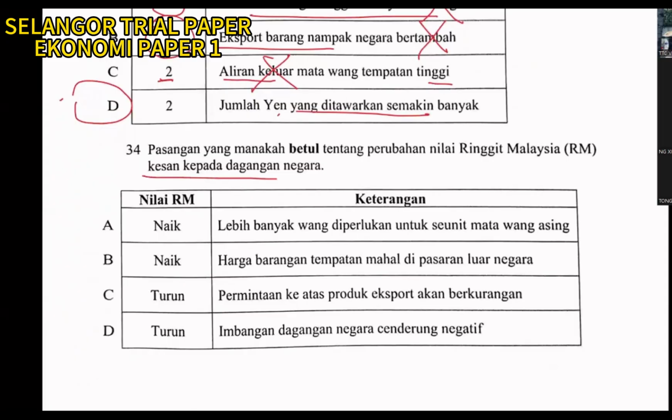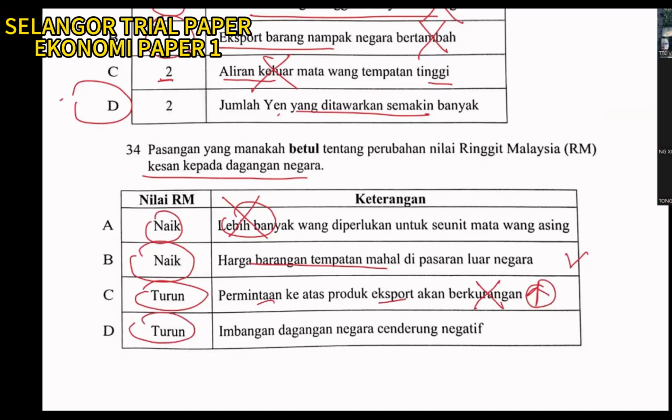And the next, ringgit Malaysia, kesan dari dagang negara. They said ringgit increase because lebih banyak wang diperlu untuk. When ringgit increase means we need lesser. Ringgit increase, tempatan mahal. This is correct one. Because our currency increase, our thing expensive. Harga turun, ringgit turun, permintaan export should be increased because our thing become cheaper.